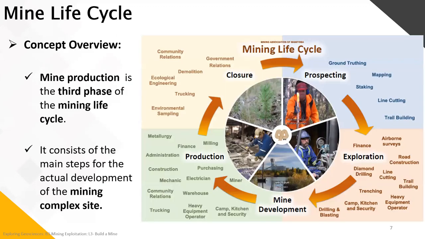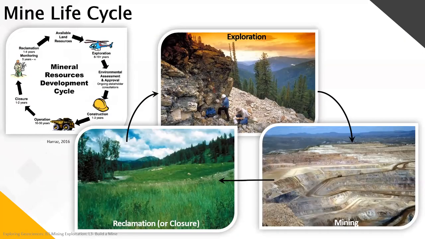So more conveniently, if we come back to our mining life illustration, what we've seen within the prior lessons: block one, everything that has to do with prospecting; block two, everything that has to do with exploration. And now we are into mine development and production within the mine life cycle. The mine production is the third phase of the mining cycle. It consists of the main steps for the actual development of the mining complex site. Now we're ending the mining block, and next week I will start the last block, everything that has to do with reclamation or closure of a mine.